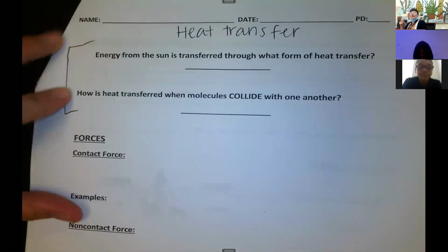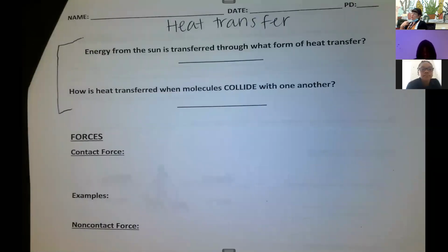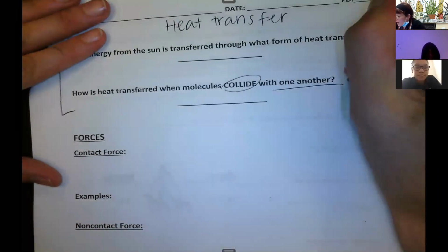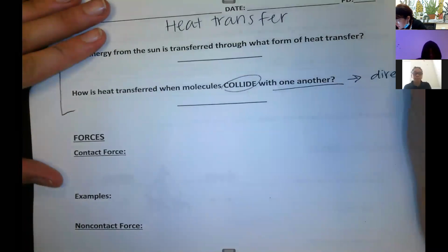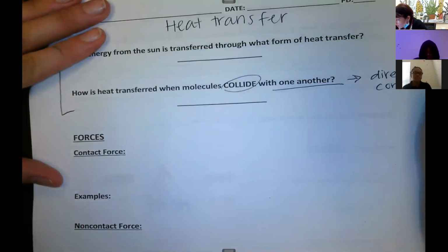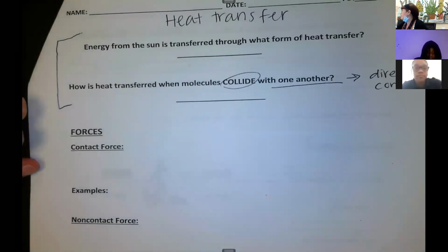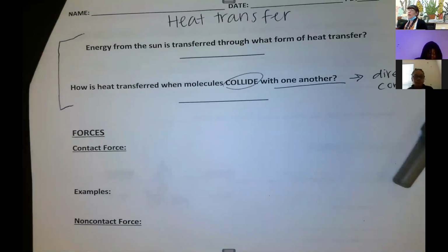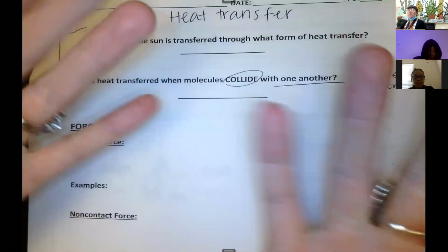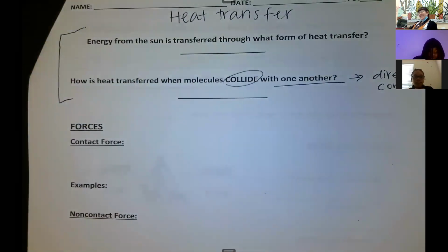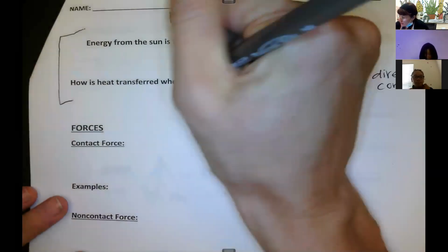Which of these two is conduction? The second one, because if 2 things are colliding with one another, that implies direct contact. If you collide with somebody in the hallway, you have touched them, right? Like, oh no, I dropped my books. So this one's conduction.